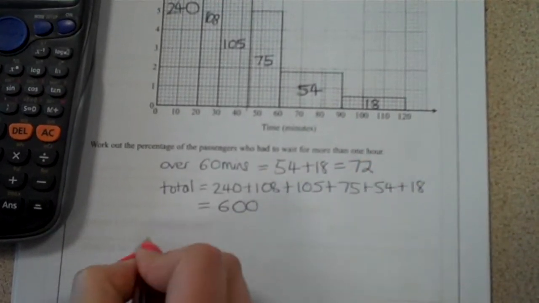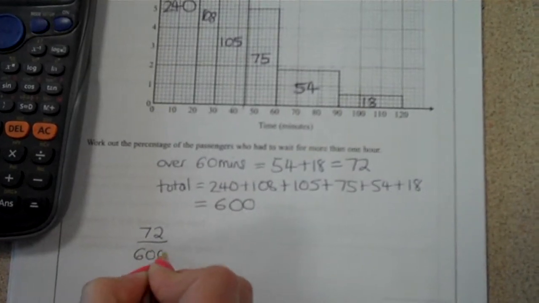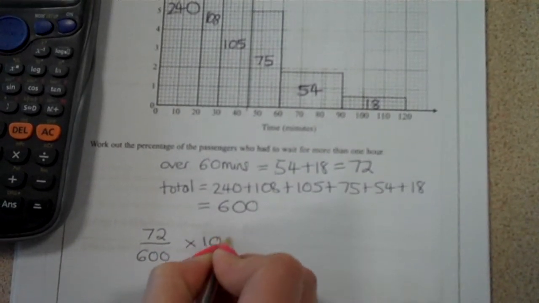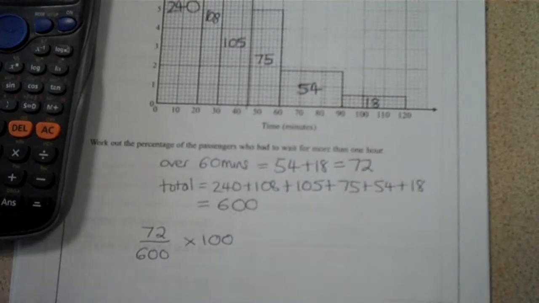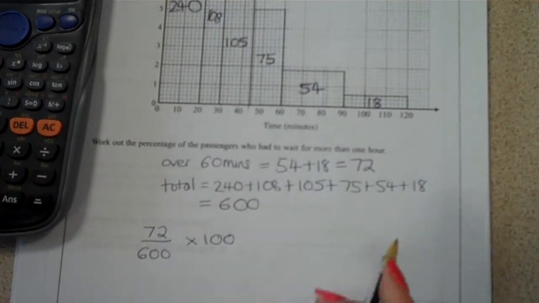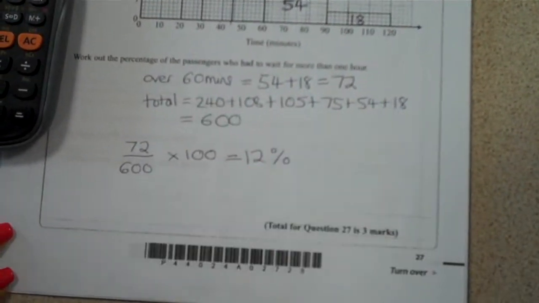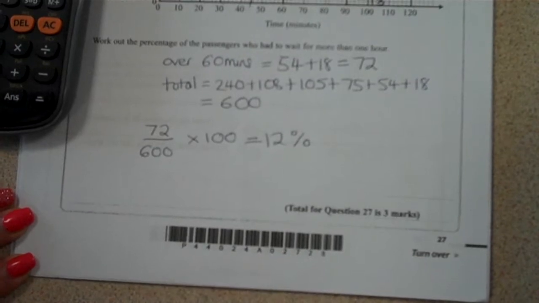So to work out as a percentage, just like a test percentage, I've got 72 out of my total of 600, and I need to then times that by 100. So 72 divided by 600 times by 100 gives me 12%. So 12% of my passengers had to wait for more than 1 hour.